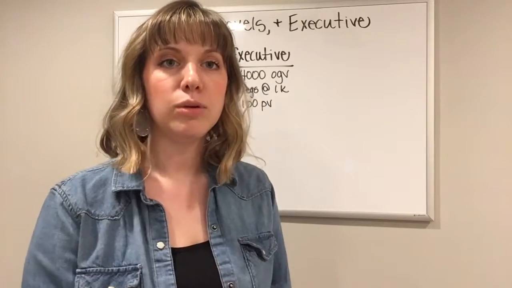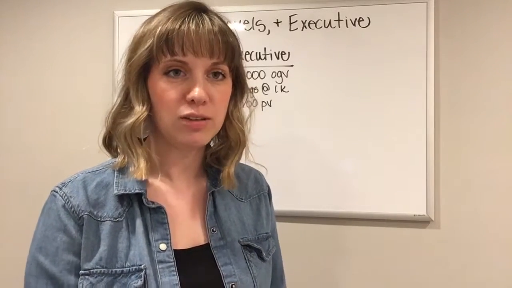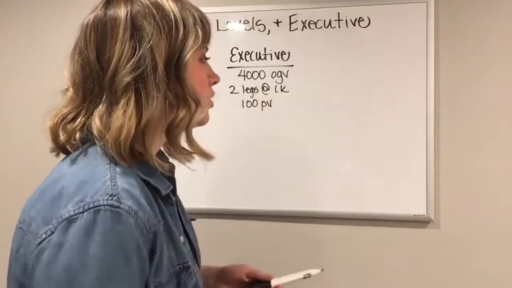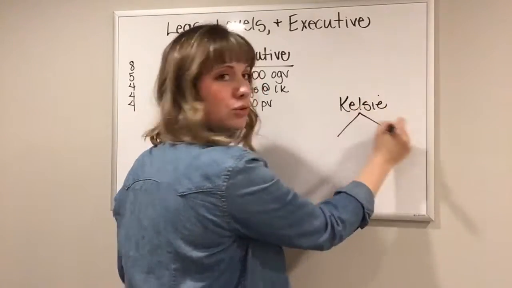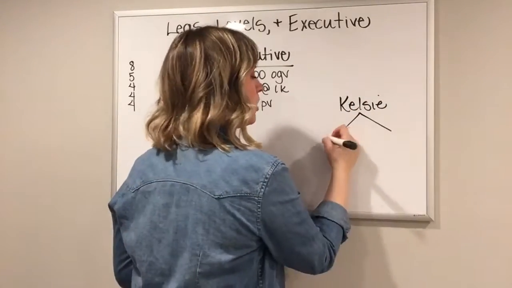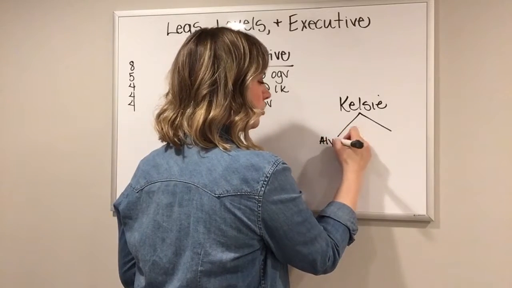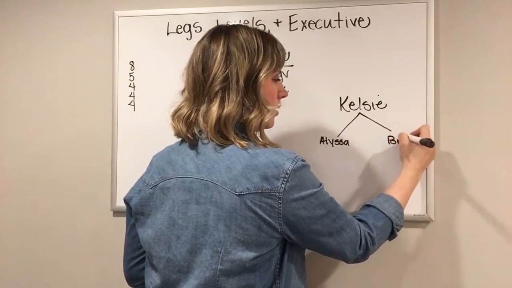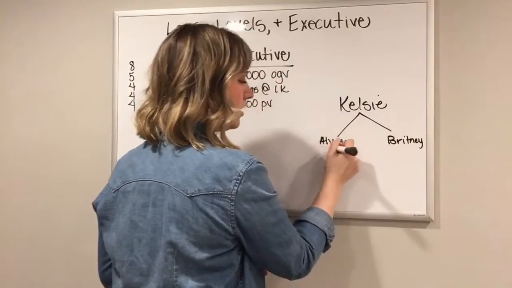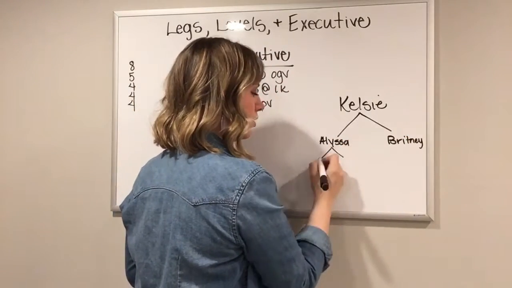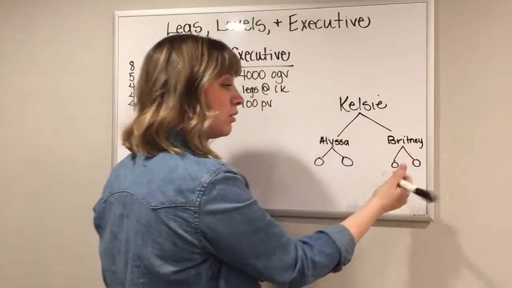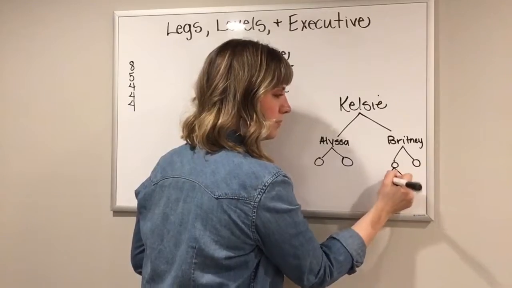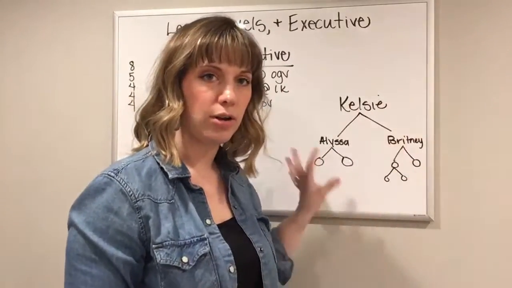called legs. So before we talk about all the qualifications for executive, let's look at legs versus levels. I'm going to write on the whiteboard to show you what this means. So let's say that I sign up with Young Living, and then I sign up 2 friends with me. Let's say I sign up Alyssa and Brittany. Now, let's also say that they sign up a few friends, and we'll just use symbols for them, and that some of their friends are also signing up friends. So here's what our team looks like drawn out on paper.